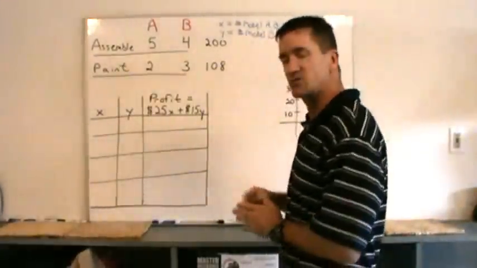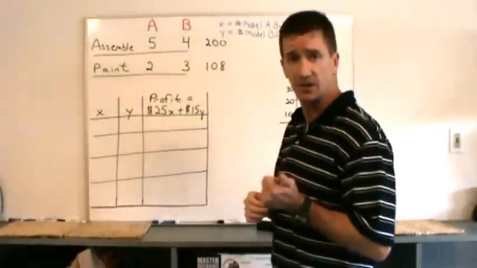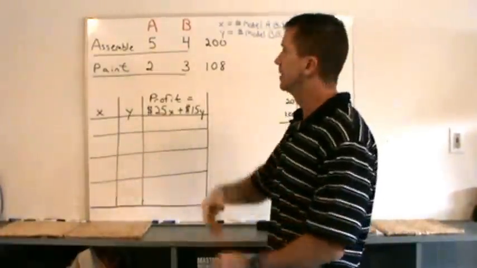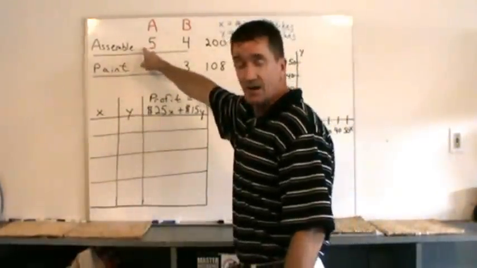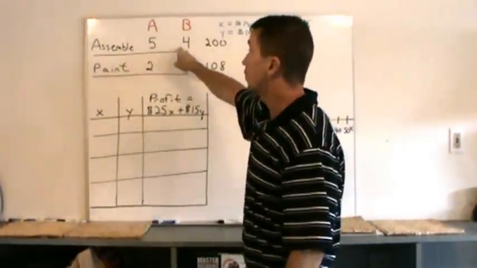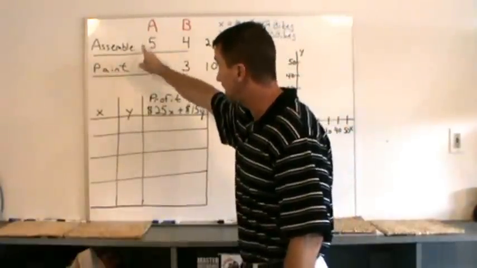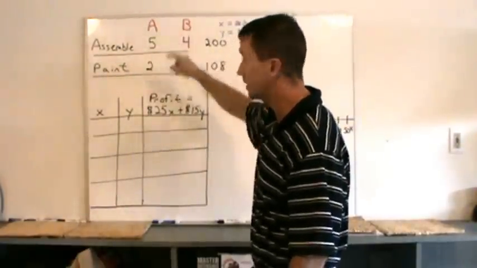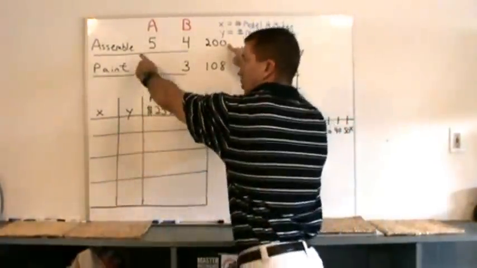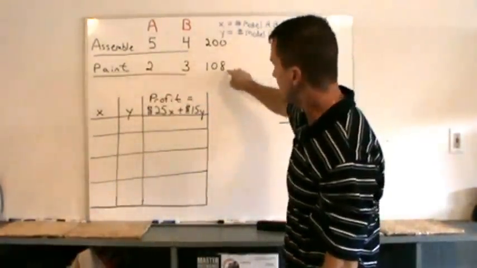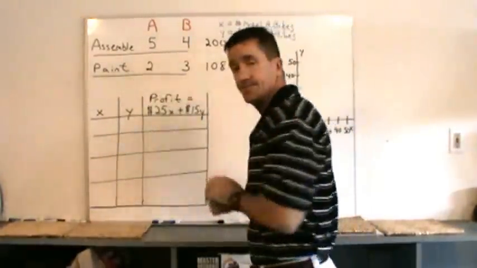Everyone, in this video we're going to solve a linear programming problem. What's going on here is there's a manufacturer that makes two types of bikes, Model A and Model B. It takes 5 hours to assemble a Model A bike, and it takes 4 hours to assemble a Model B bike. Likewise, it takes 2 hours to paint a Model A and 3 hours to paint a Model B bike. Now, there are only 200 hours available per week for assembling the bikes, and there are only 108 hours available for painting the bikes.